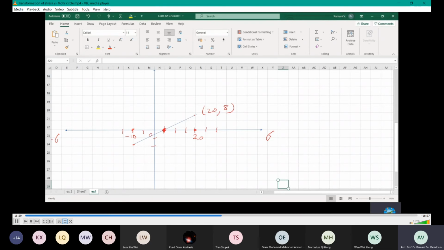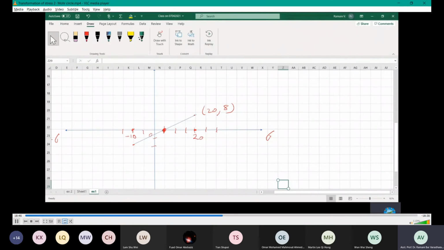In your graph, how do you do it? Take this radius. Can you see my hand? Take this radius in your compass and then keep the pointer here. Rotate the pencil around the line. You will get the circle.